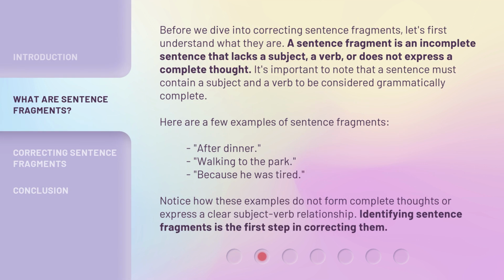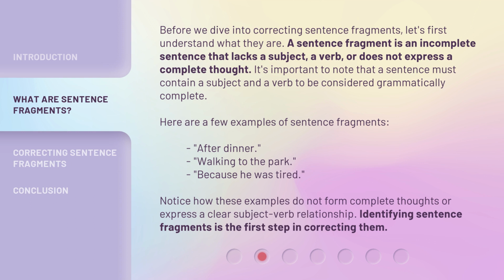Before we dive into correcting sentence fragments, let's first understand what they are. A sentence fragment is an incomplete sentence that lacks a subject, a verb, or does not express a complete thought. It's important to note that a sentence must contain a subject and a verb to be considered grammatically complete.